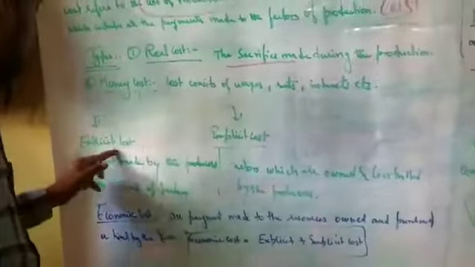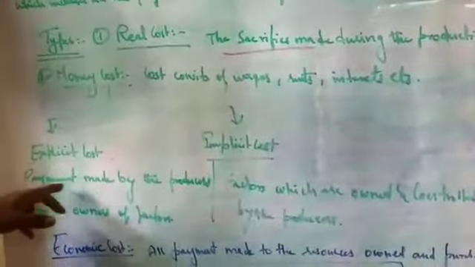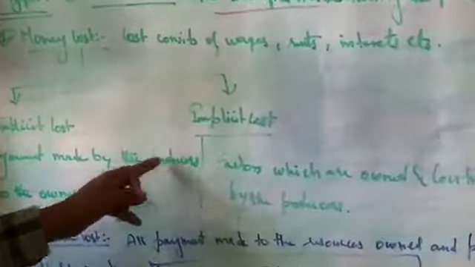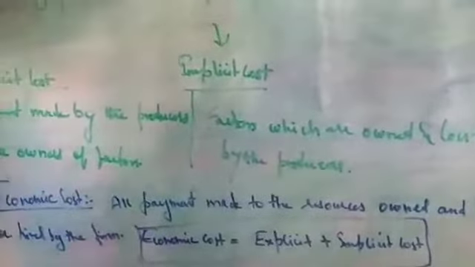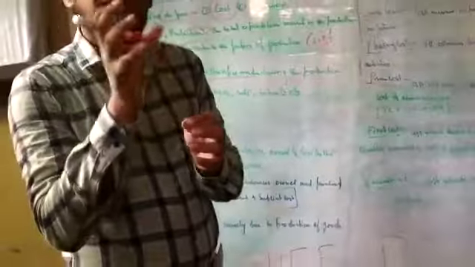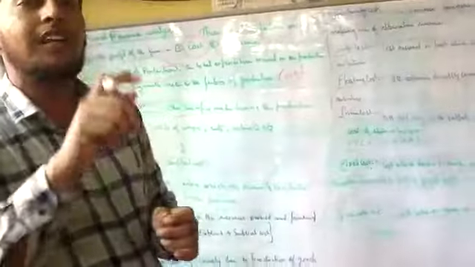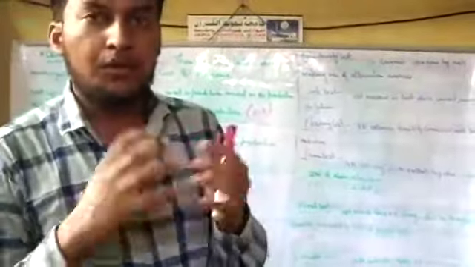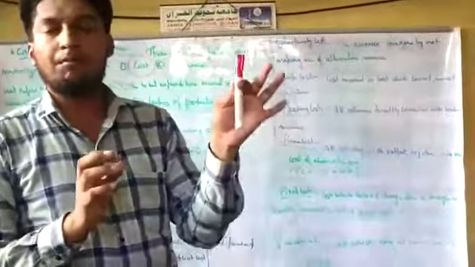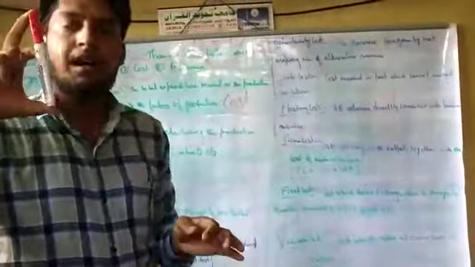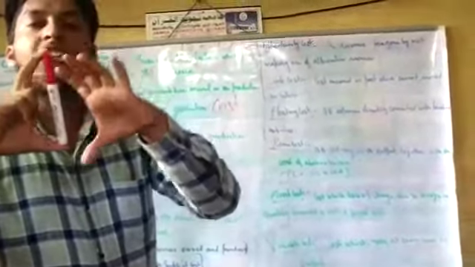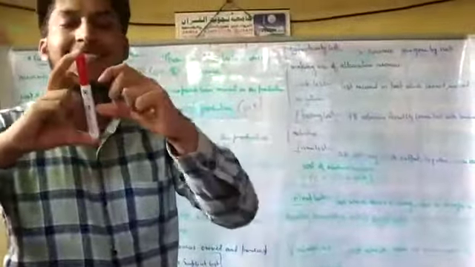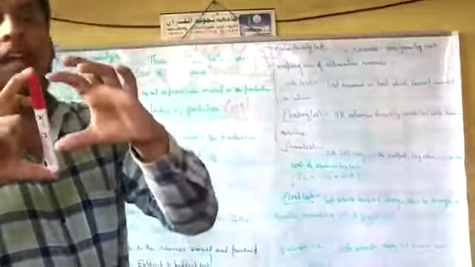Simple. This money cost is segregated into 2 parts: explicit cost and implicit cost. Explicit cost means payment made by the producer to the owner of the factors. So the explicit cost means the payment the producer will make to the factors of production. I am the producer of the product. For example, we have taken the example of the marker. When I am the producer of this marker, I will pay all the factors. So whatever factors are used while making this marker, I will pay for them. That is what we call explicit cost.